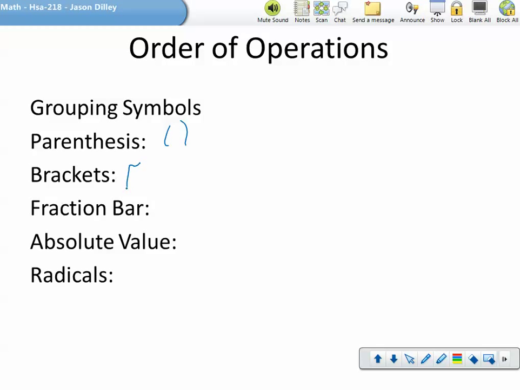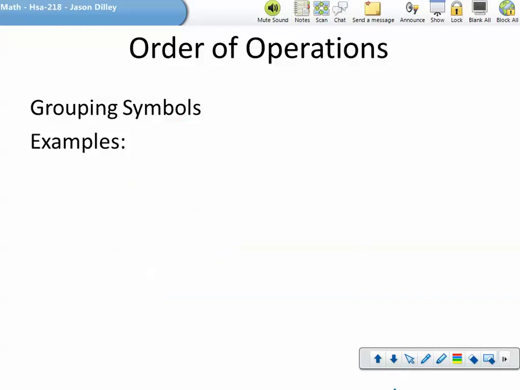Okay, anyway, let's move on to the next example. I've already mentioned these things here, but you know, parentheses, brackets, fraction bar, absolute value, radicals. We said those things already. Let's see. Let's do an example. Here we go. Grouping symbols examples.